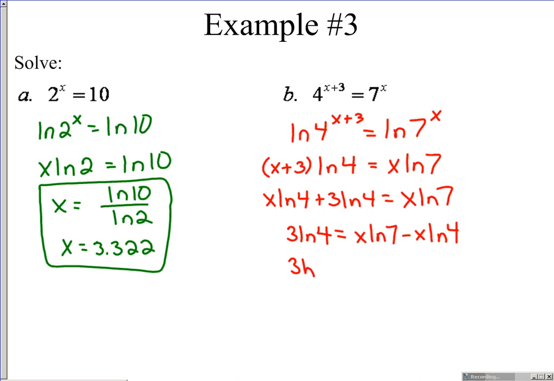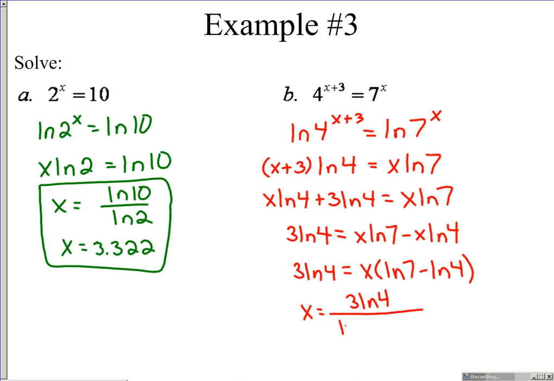Well, both of those terms have an x in common. So on the right side, we can pull an x out, which leaves us with natural log 7 minus natural log 4. And now we can solve for x. We end up with 3 natural log 4 over natural log 7 minus natural log 4. And now plug that into your calculator.